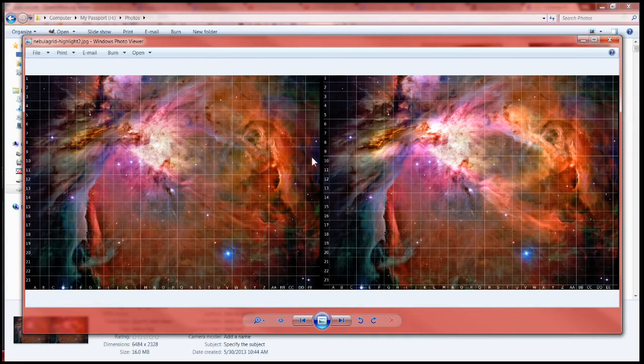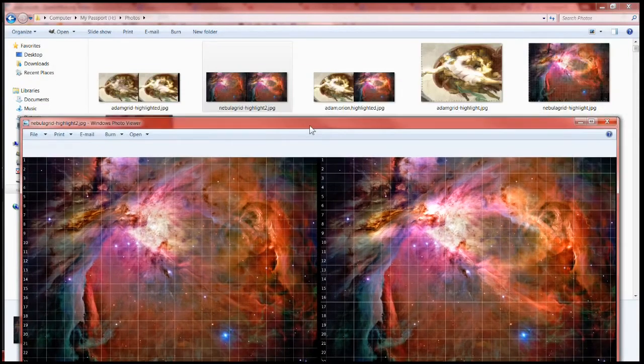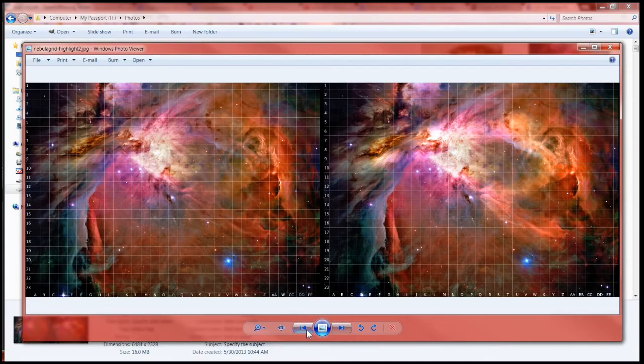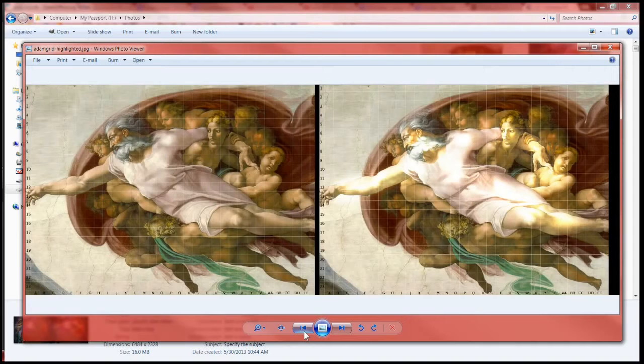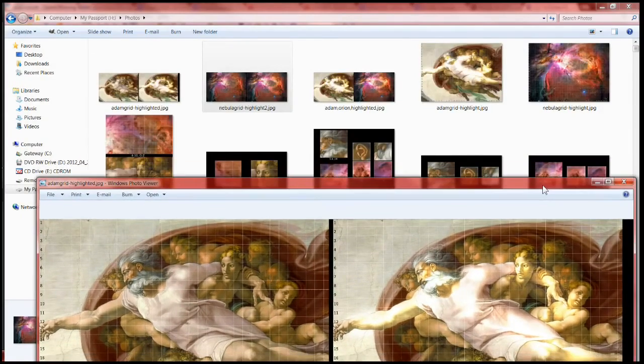And then I've also done that with the Creation of Adam. And I have highlighted these areas as well. If you notice, I'm putting focus on the Vesica Pisces, his arm, her face. You can see that these images are where it's actually been highlighted.